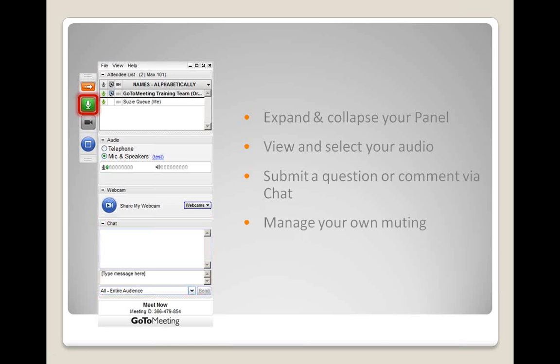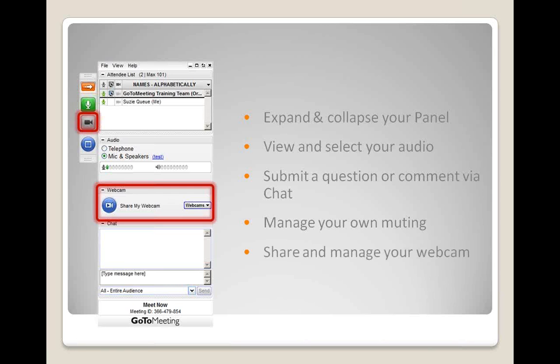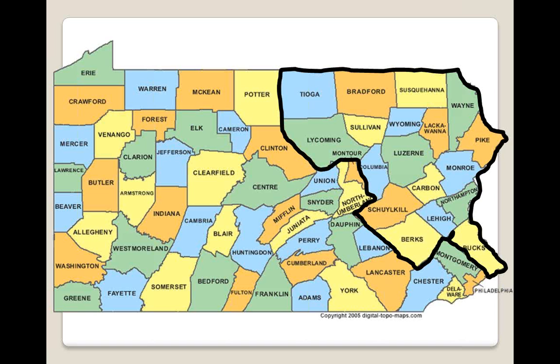And like I said, you should be able to manage your own muting. And there is a webcam option, but everybody's is set to be off, so you don't have to worry that we can see you through your computer. So you're safe there. Okay, this is just a county map showing the now 18 counties of the Northeast region.